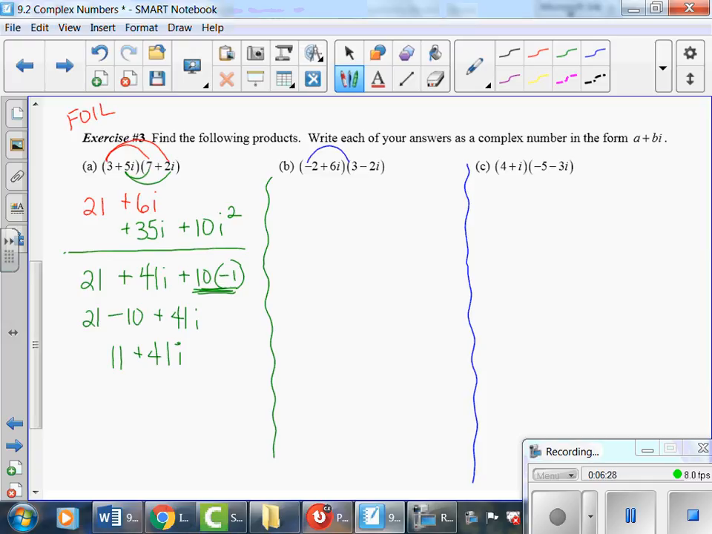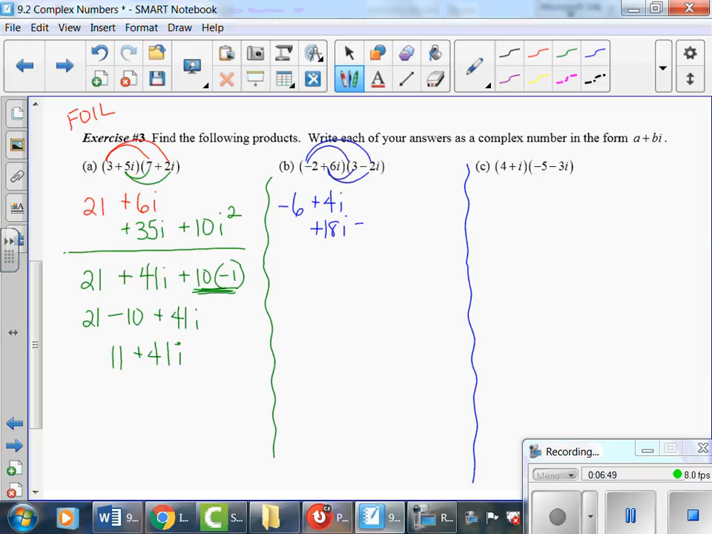So first terms, negative 2 times 3 is negative 6. Outside terms, negative 2 times negative 2i is a positive 4i. Inside terms is a positive 18i. And last terms, it's going to be a negative 12i squared.